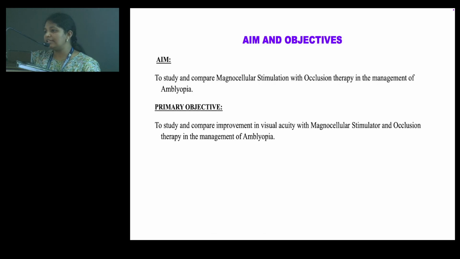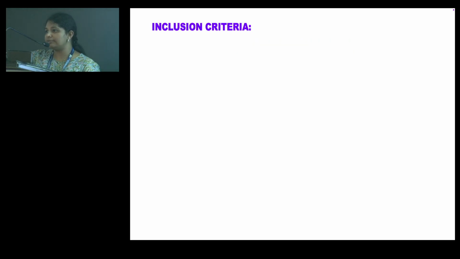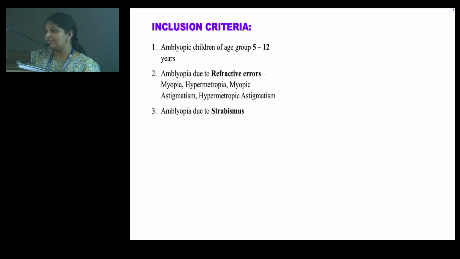Aim and objective: to study and compare improvement in visual acuity with magnocellular stimulator and occlusion therapy in the management of amblyopia. Secondary objective is to see the improvement in stereopsis. It was a hospital-based randomized prospective case control study. Patients diagnosed with amblyopia attending the pediatric ophthalmology clinic from May 2023 to November 2024 were included.